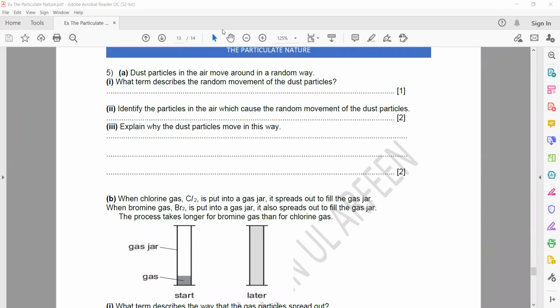This is a similar question, question 5. Now, instead of smoke particle, they are using the term dust particle. A dust particle in air moves around randomly. What term describes the random motion of the dust particle? What do we call the random motion of the dust particle? So that's Brownian motion.